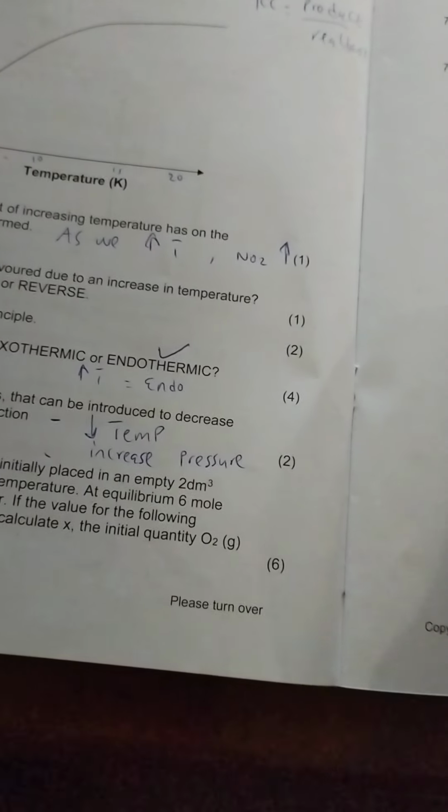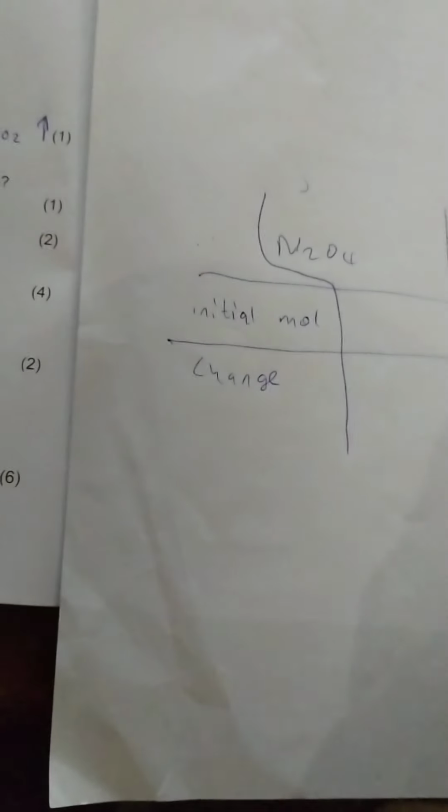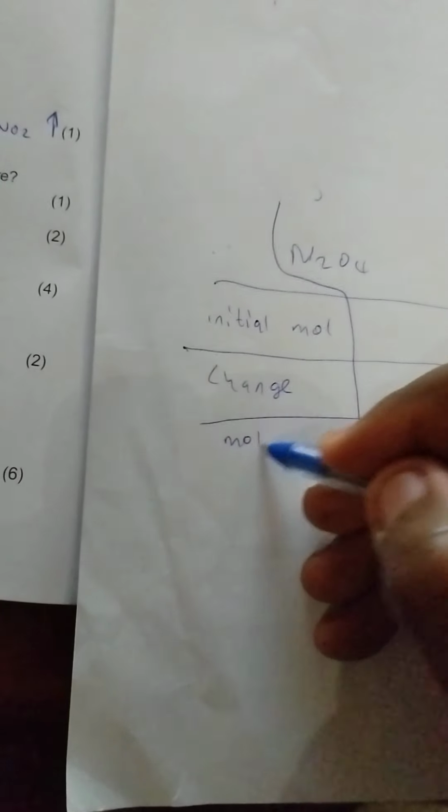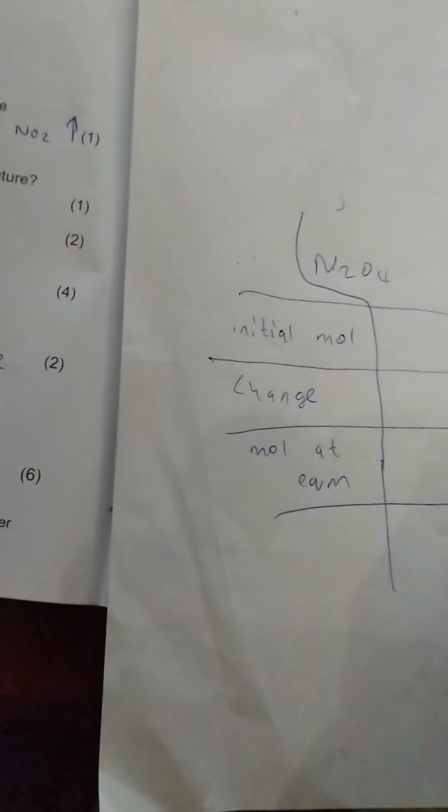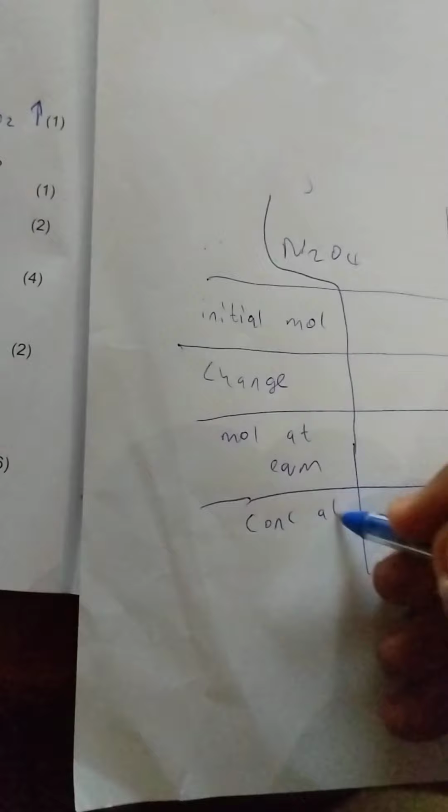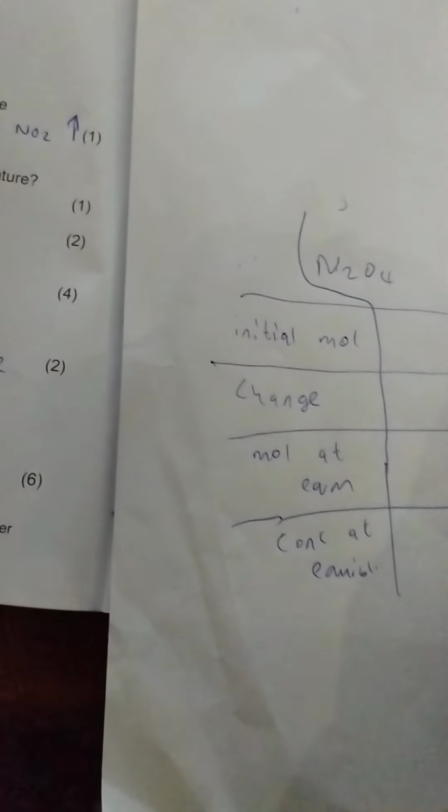I'm trying to find where I can draw this. Okay, I'm going to do this table now, so I can see the values. First of all, the table: I can have my two species, N2O4 and 2NO2. Sorry, I thought I was focusing on the screen. Remember, we're going to have initial moles, then change, then moles at equilibrium, and then concentration at equilibrium. I think that is sorted.